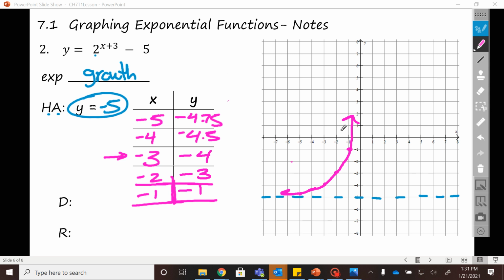All right, we can see its growth, its exponential growth. The domain here, of course, negative infinity to infinity. The range, the farthest down this goes is to negative 5, and it's a parentheses, remember, and it goes up to infinity, so negative 5 to infinity. Parentheses because negative 5, it never actually hits negative 5.